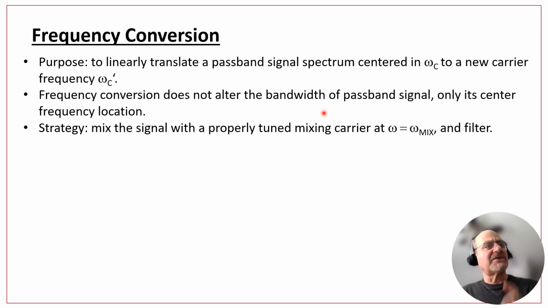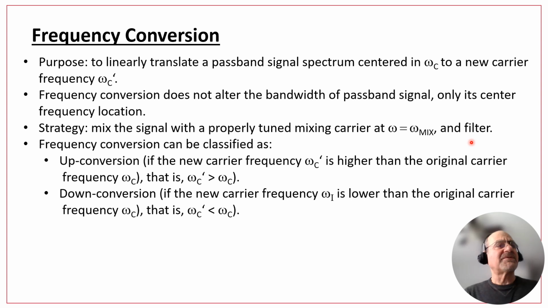The strategy for frequency conversion is based on mixing or multiplying the signal to be converted by a properly tuned mixing carrier at a frequency that we call omega sub mix, which is the frequency of the mixer, and then applying some filtering operation. So it's very similar to DSP modulation and demodulation, only that in this case we are in general converting a signal that is passband into another signal that is passband.